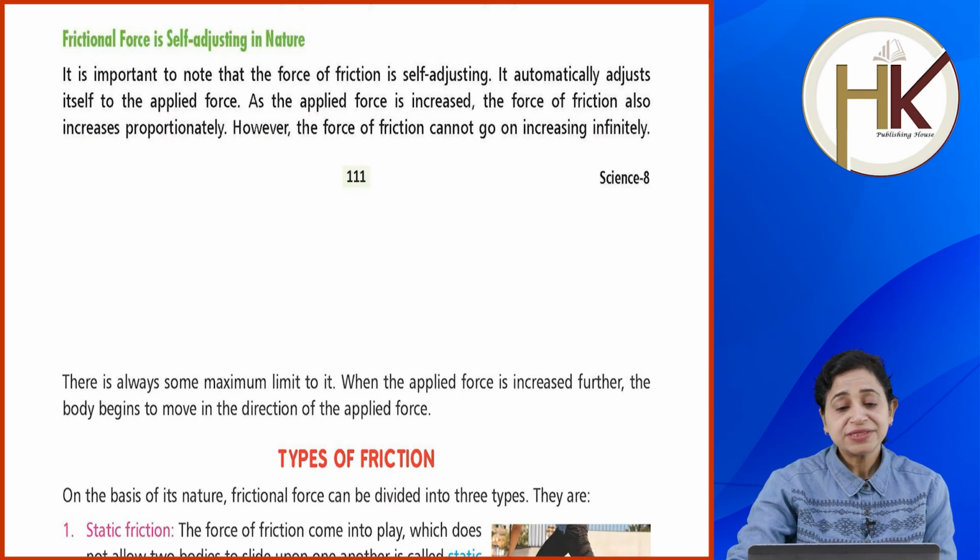Frictional force is self-adjusting in nature. It is important to note that the force of friction is self-adjusting. It automatically adjusts itself to the applied force.